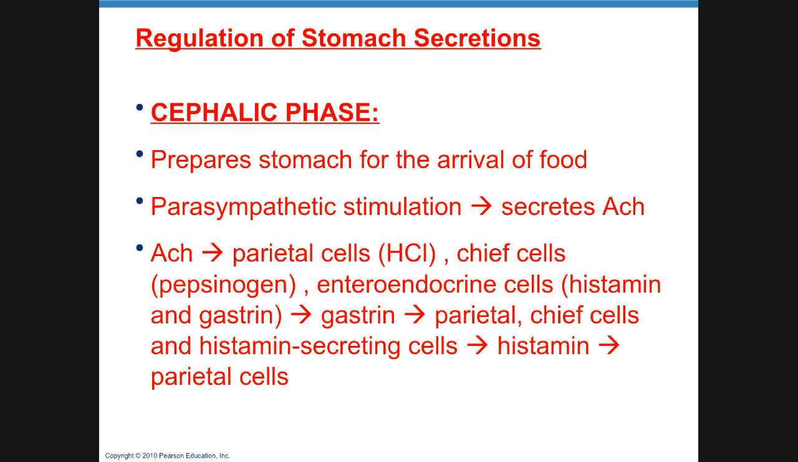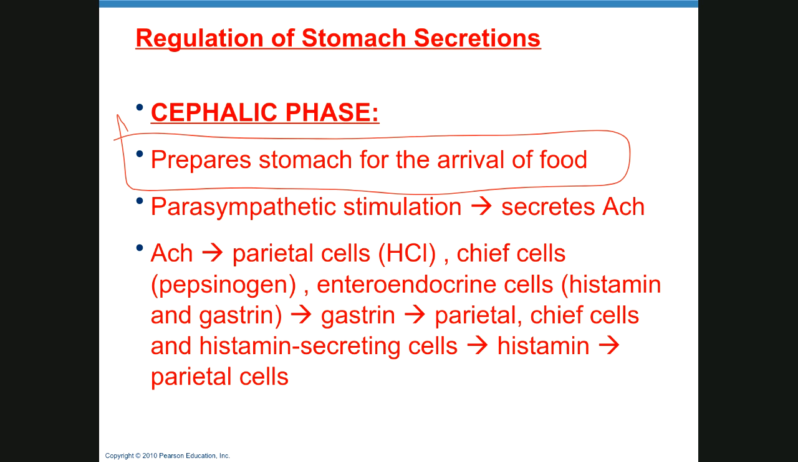The purpose of the cephalic phase is to prepare the stomach for the arrival of food. So this begins to happen even before we eat, when we're looking at the food, tasting the food, smelling the food, and that initiates the secretion of hydrochloric acid and gastrin. By the time the food arrives, the stomach will be ready to begin its work.